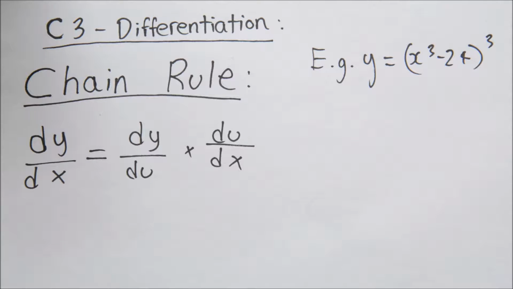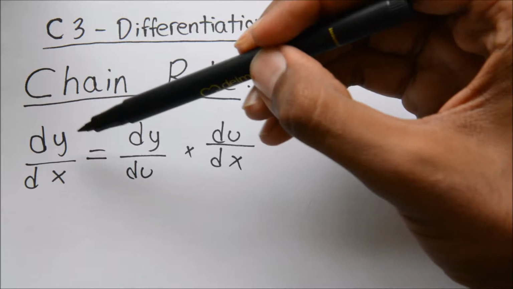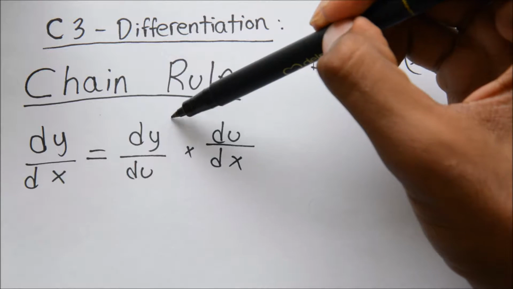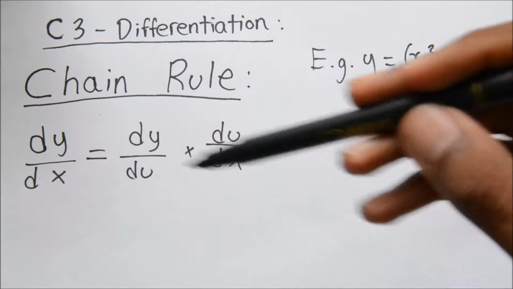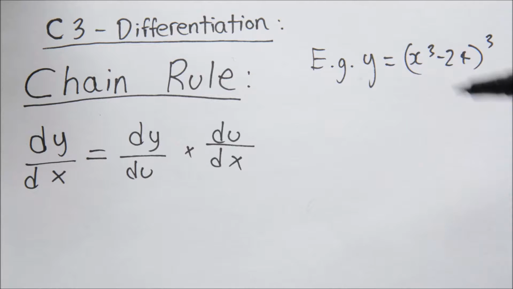In this video, I'm going through the chain rule. So, the chain rule states that dy over dx is equal to dy over du times du over dx. So you might be thinking, what does all this mean? Let me go through an example and I'll explain it using this example.